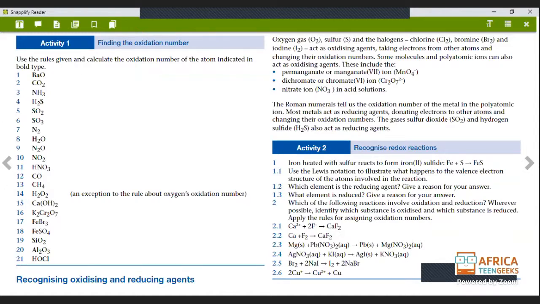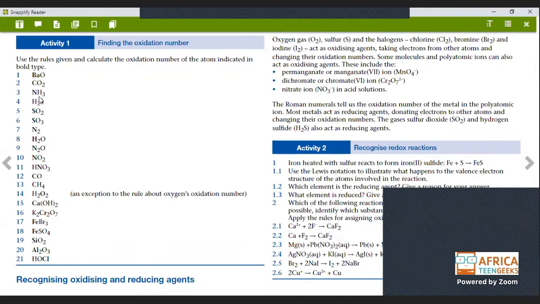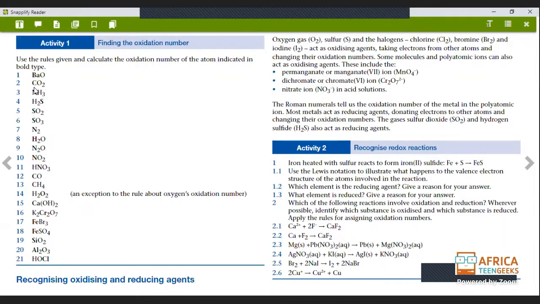So while we're waiting for my textbook to unjam itself, I just want us to look at a few examples here. They say, use the rule given and calculate the oxidation number of the atom indicated in bold type. So for here we've got Ba, here we've got C, NH3, they're looking for the N, and here it's H2S, they're looking for the S.